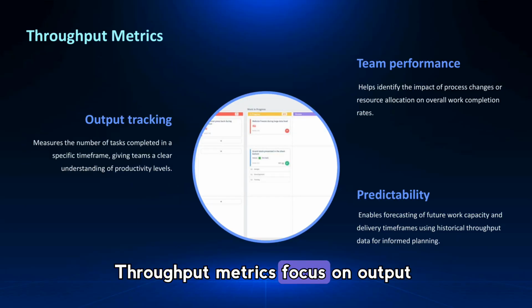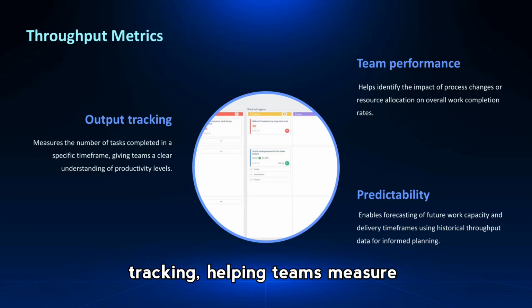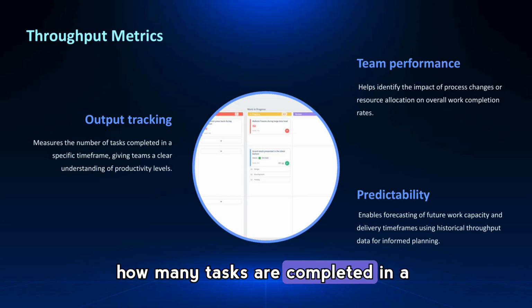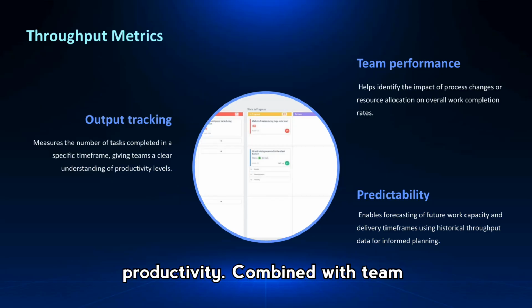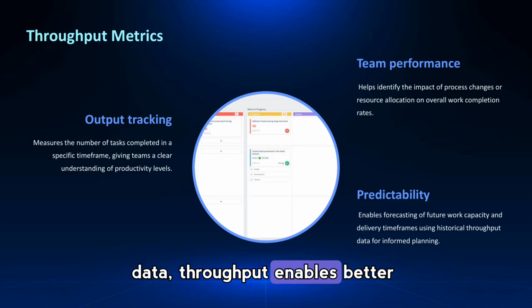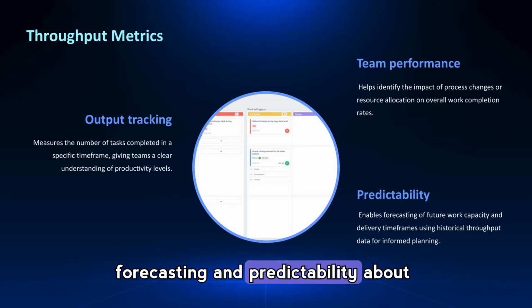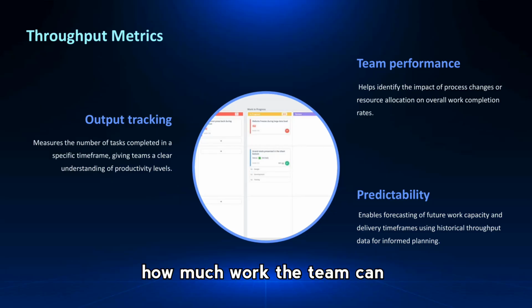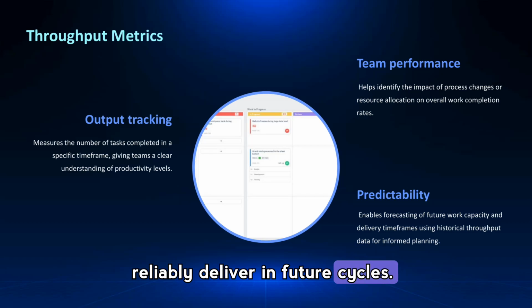Throughput metrics focus on output tracking, helping teams measure how many tasks are completed in a given timeframe to assess productivity. Combined with team performance insights and historical data, throughput enables better forecasting and predictability about how much work the team can reliably deliver in future cycles.